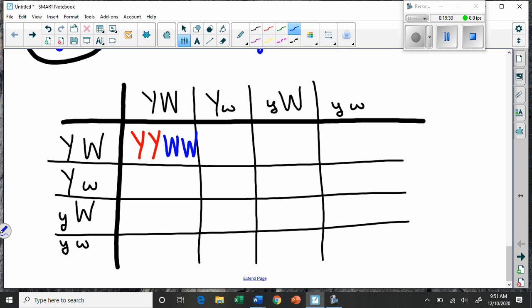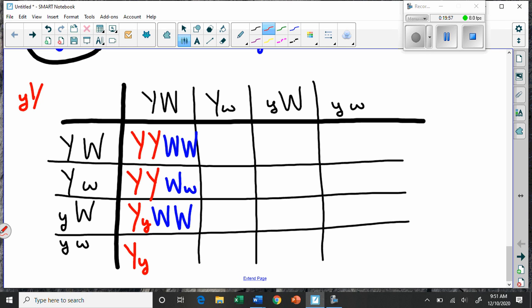There's the first combination. The next combination is going to be this. And then down here, I get this combination. And then down below, I get this combination. I get a big Y and a little y, right? And you might be wondering, is this the same as this? And the answer is yes. It doesn't matter which way you write them.